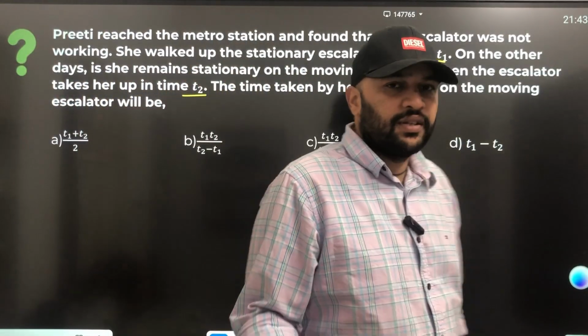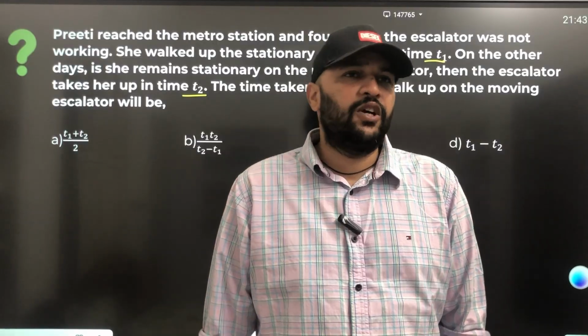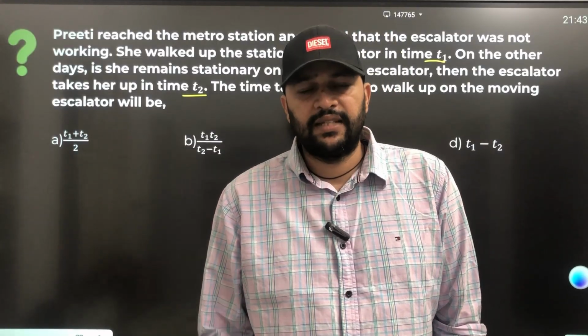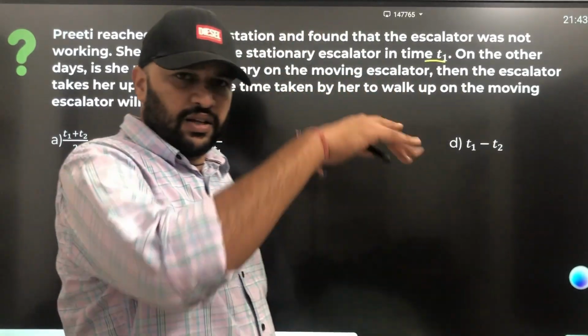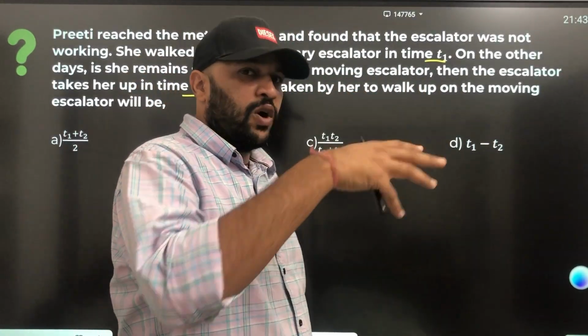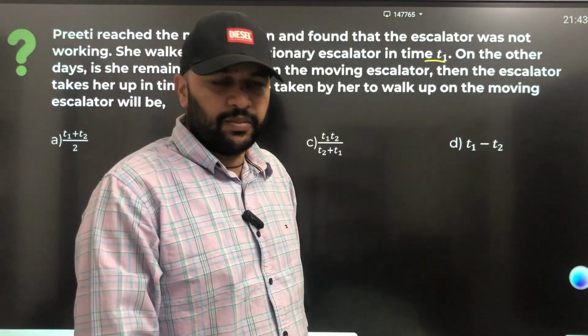Okay, let me explain the scenario. One day I went to the mall, let's say any mall, and I found the escalator is not working. In case the escalator is not working, I have to walk on the stairs of the escalator. When I am walking, I have a certain speed, and according to that speed, I will reach the top.